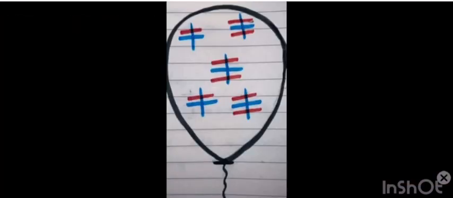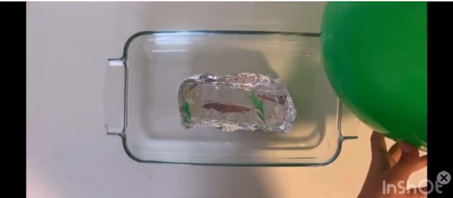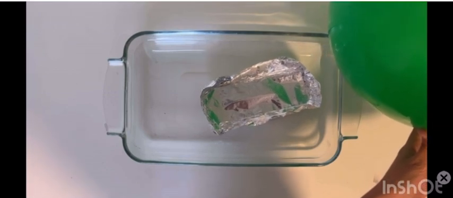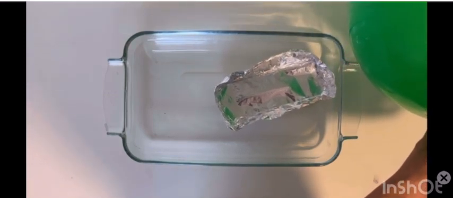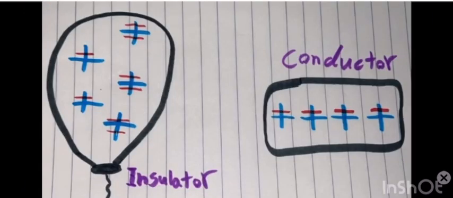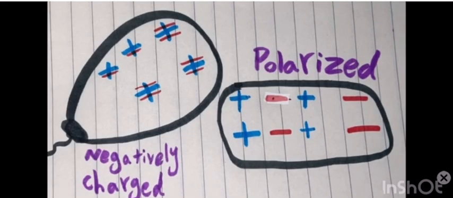This is my charge diagram for the charged balloon. So we bring the charged balloon close to the aluminium boat in water. We see that it gets attracted. Our aluminium boat is a conductor and the balloon is an insulator. And when we bring our charged balloon close to the neutral boat, it gets polarized, so they attract each other.